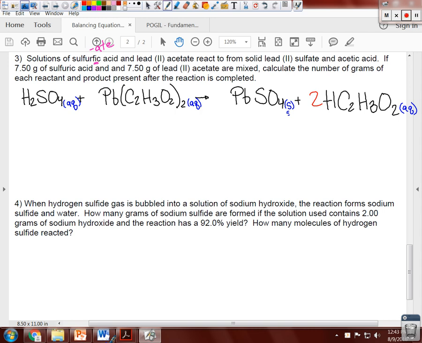Yes. As a matter of fact, that is one of the solubility rules. Silver chloride is a solid precipitate. Yes. And we'll learn those.